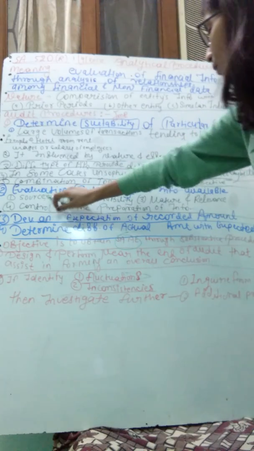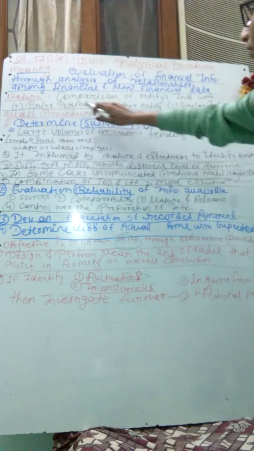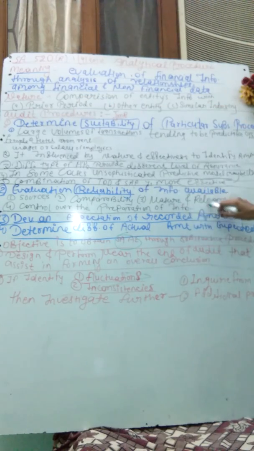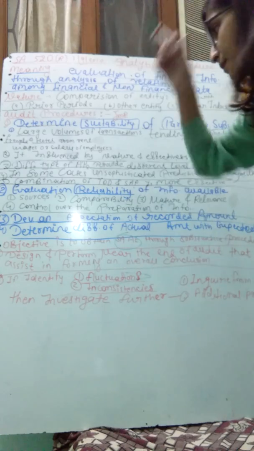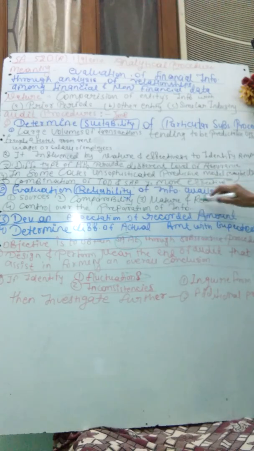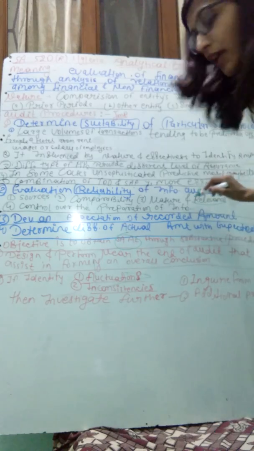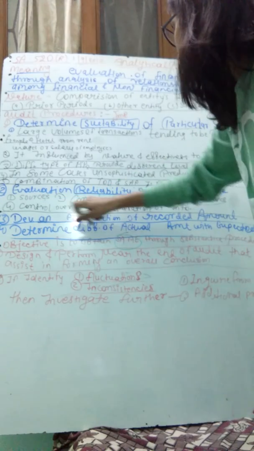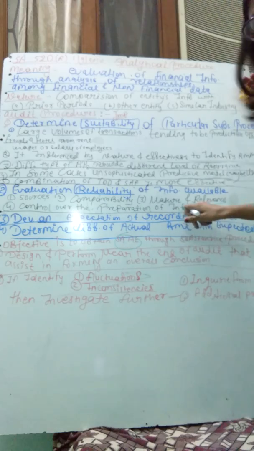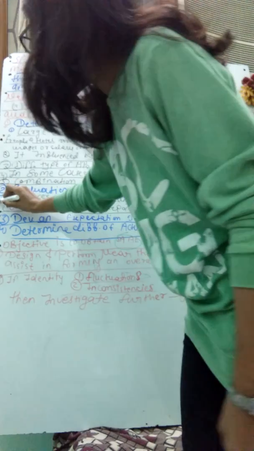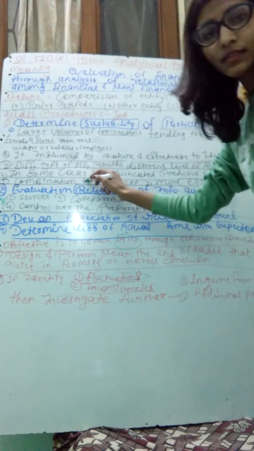Independent sources are more reliable. Comparability with prior periods, with other entities, with similar industries. Nature and relevance: related information can only be comparable. Then control over the preparation of information, for example, completeness, accuracy, validity. This is also an important question. Sometimes it is asked individually in the exam.